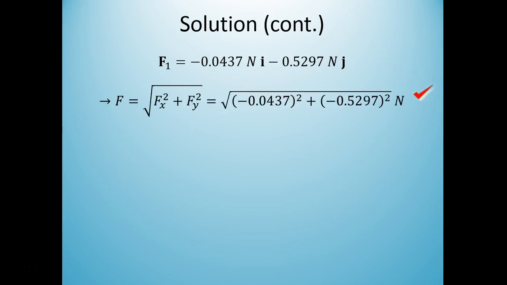So Pythagorean theorem this. Square, then take the square root to get the magnitude. That's worth a check. And then you get your final magnitude of 0.53 newtons for the force.